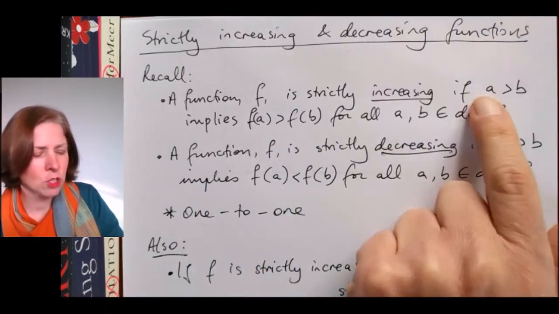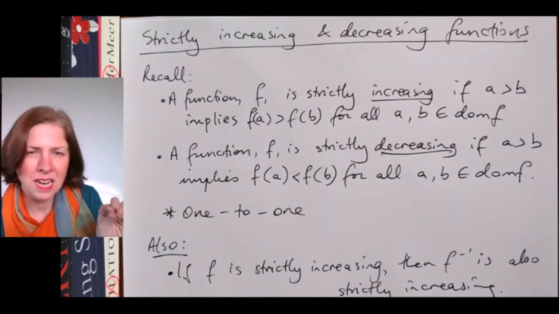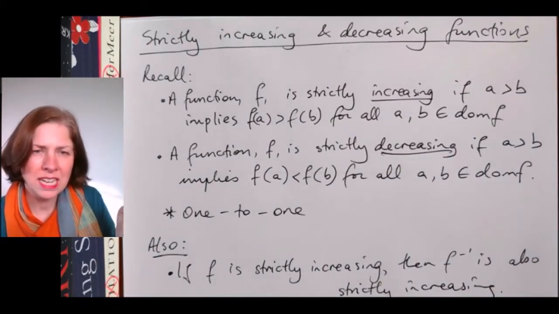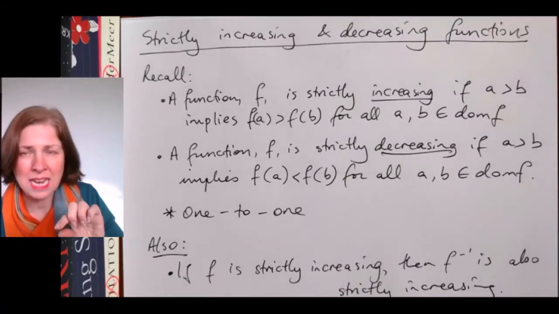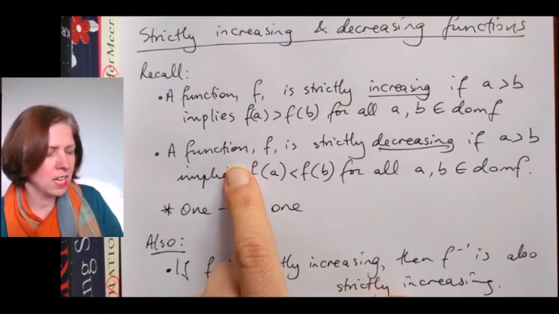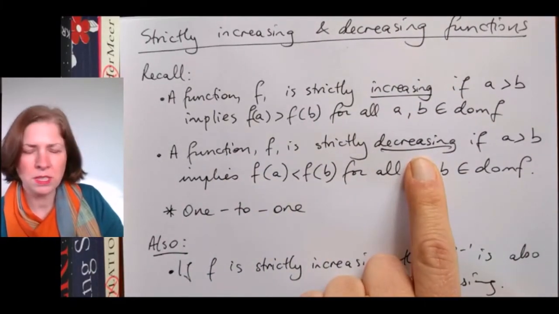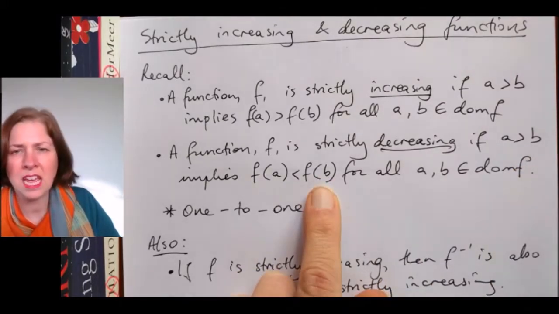But I need to have two numbers here, a and b, defined because I've got my starting point x, and then just slightly greater than that is a second value for x. So the first one is b and the second one is a. The bigger one is a. Now, a function f is strictly decreasing if the opposite is true. A is still bigger than b. Now f of a is smaller than f of b.